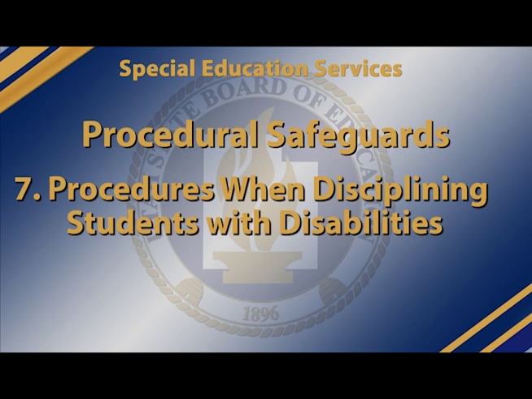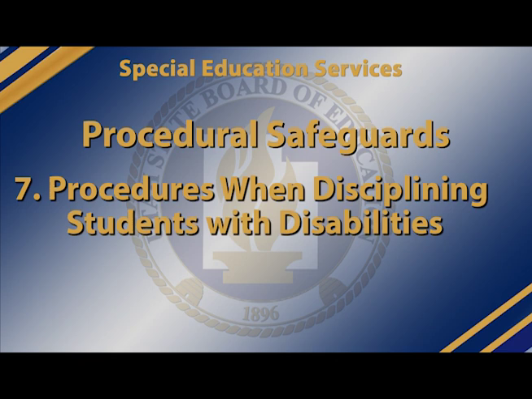Return the student with a disability to the placement from which the student was removed if the hearing officer determines that the removal was a violation of disciplinary procedures under the IDEA or used special education rules, or that the student's behavior was a manifestation of the student's disability, or 2. Order a change of placement of the student with a disability to an appropriate interim alternative educational setting, IAES, for not more than 45 school days if the hearing officer determines that maintaining the current placement of the student is substantially likely to result in injury to the student or to others.